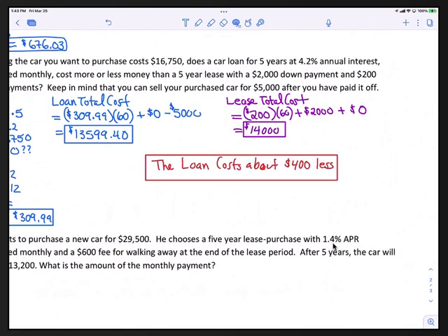Finally, the question is which option costs the least, and it is the loan option. Loan option is at a little over $13,000, whereas the lease option is $14,000. So the loan costs about $400 less.